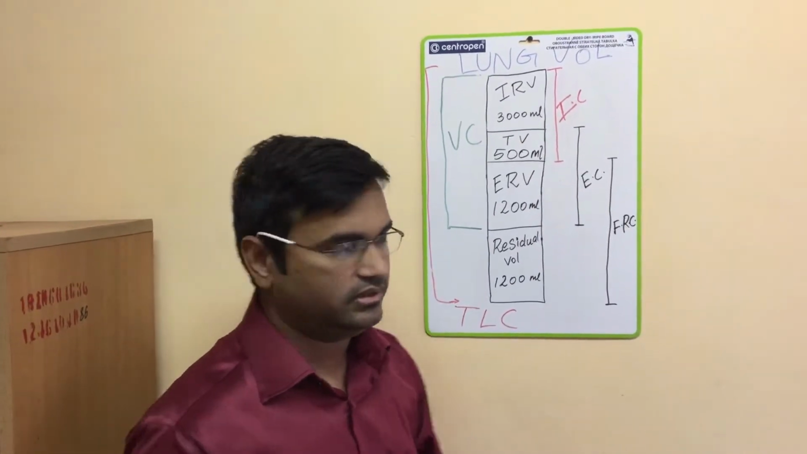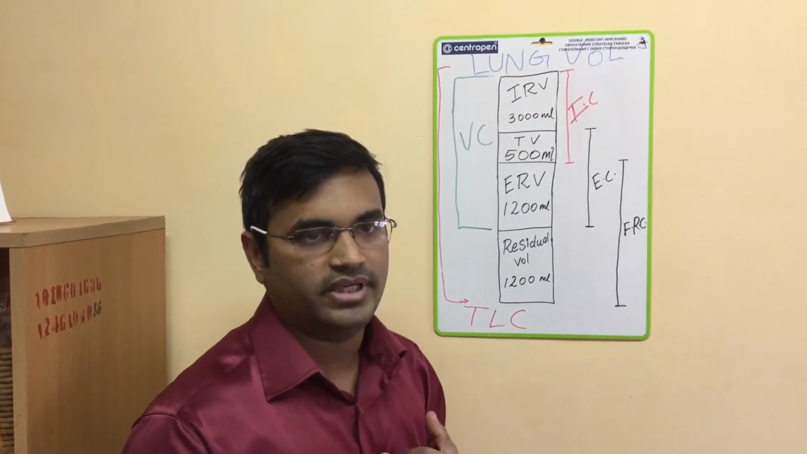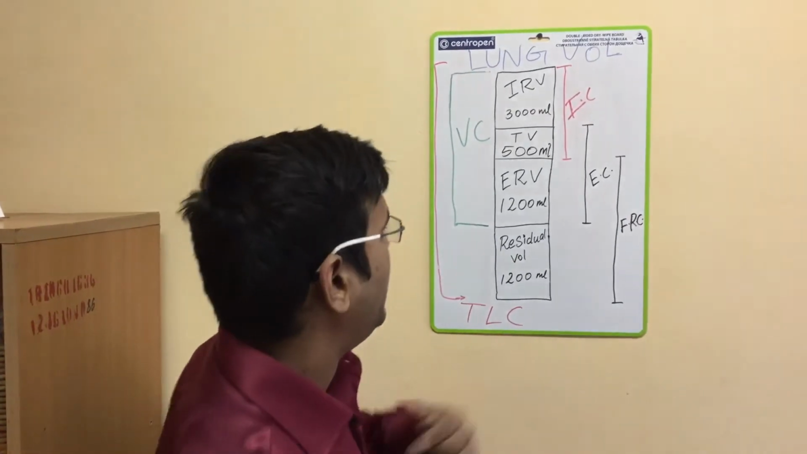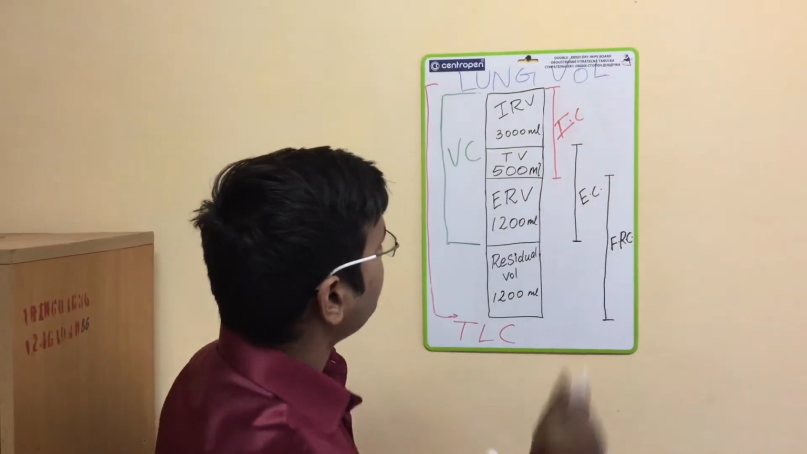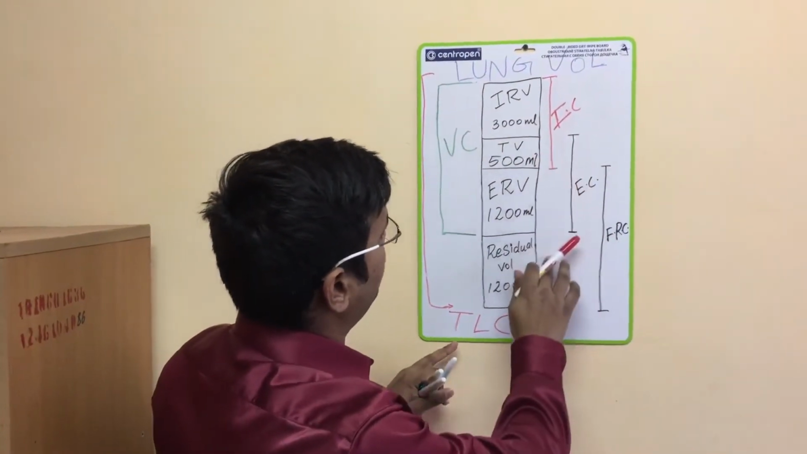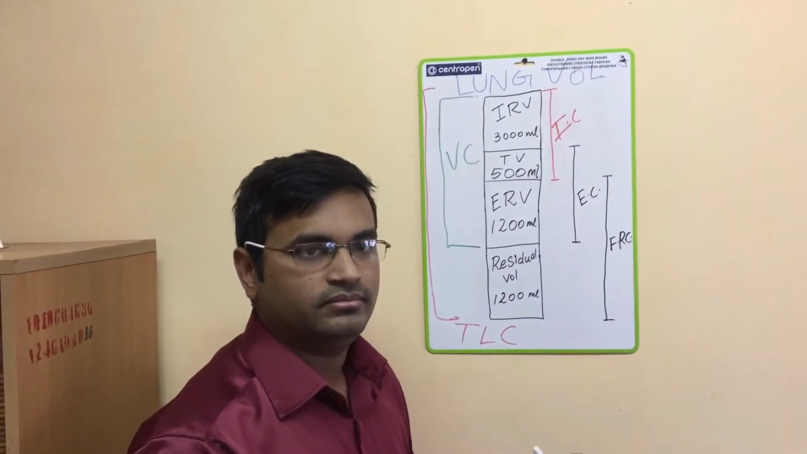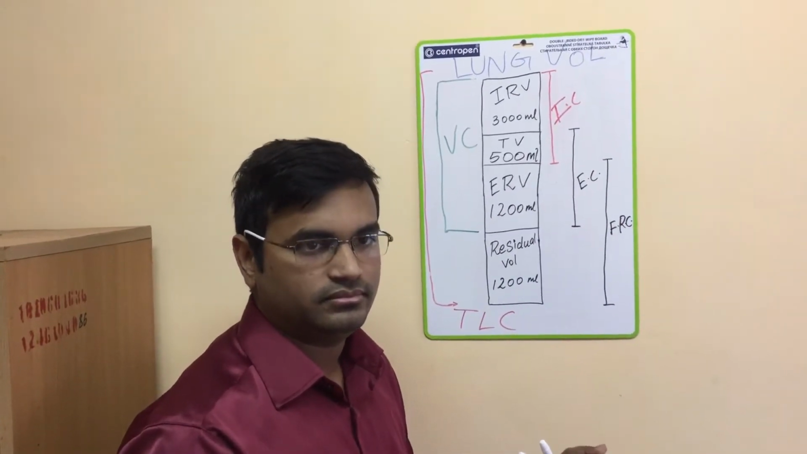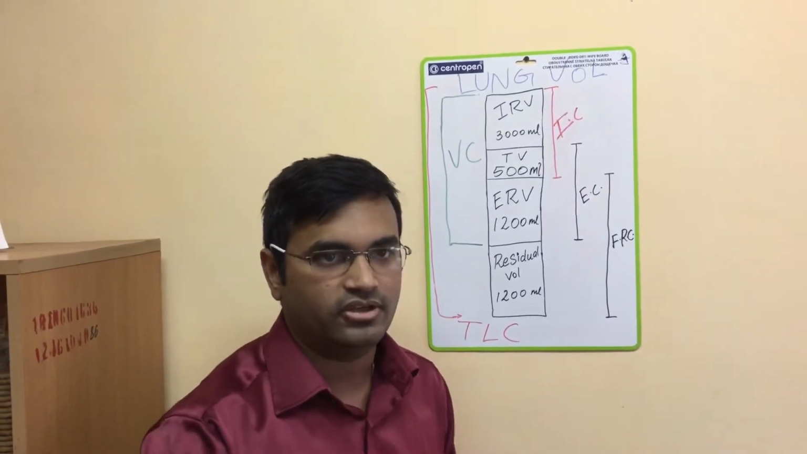Nothing hard. Now see, I am inspiring and expiring air. I am in the phase of tidal volume. This is the tidal volume, which for a normal person is 500 ml, like this. If I am breathing normally, this is tidal volume.